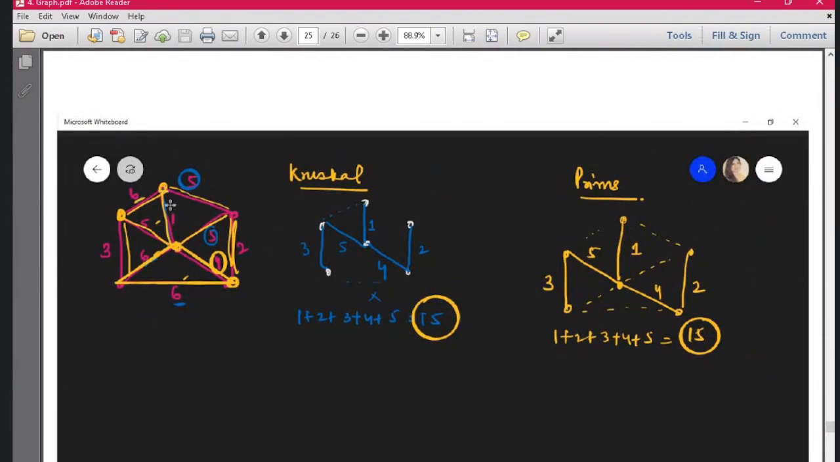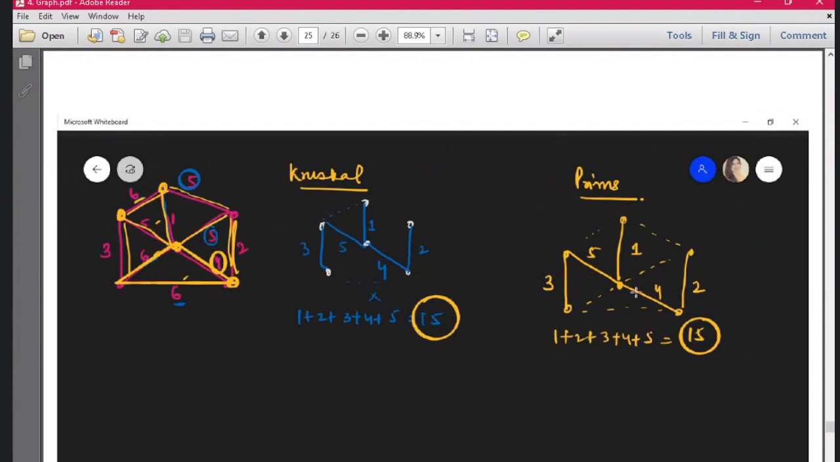First of all, you will take the minimum edge. I have taken one. Then the next minimum, that is two. Then the next minimum, that is three. Then the next minimum is four, and then five. They are connected, but we cannot connect this five because it will form a cycle. I cannot connect six because it will form a cycle, and I cannot even connect this six because it will form a cycle. So the total sum is 15.